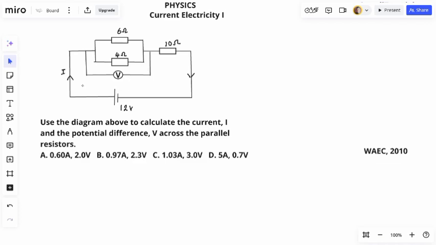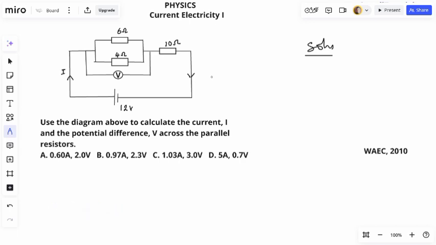So we have two things to determine. So let's get into work. Now, for us to calculate the current, this current I here means the total current drawn from this cell or this battery, the total current drawn.